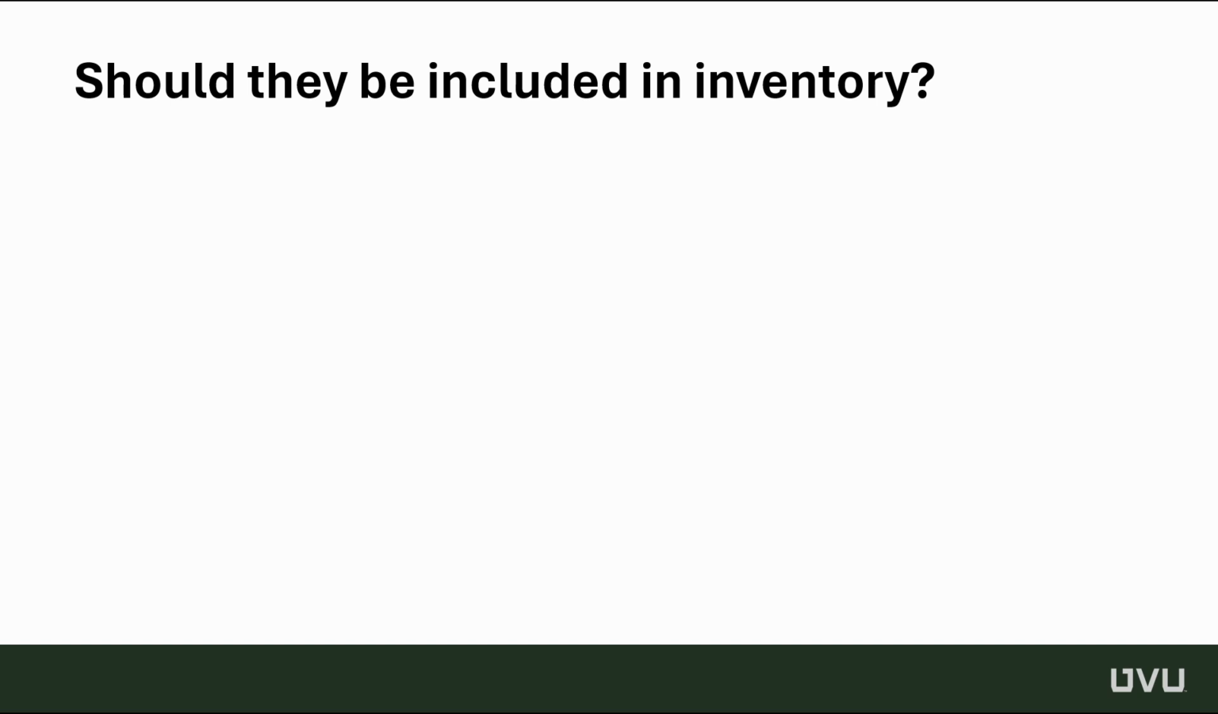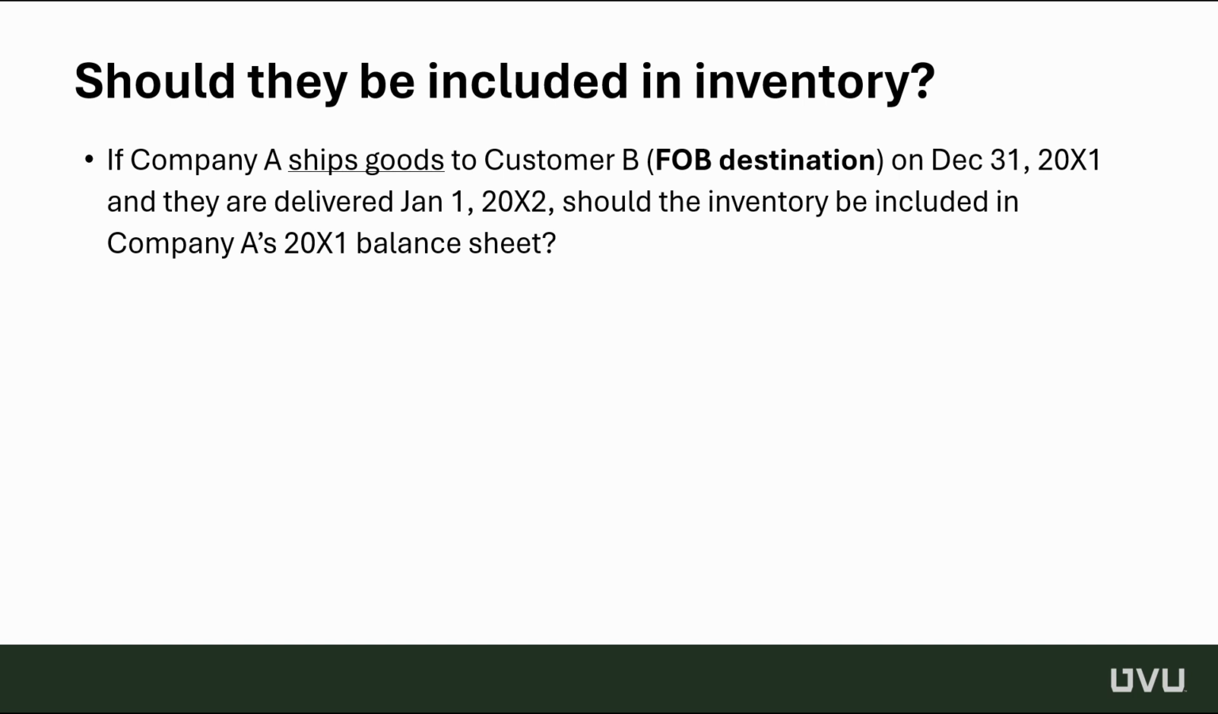So as a final practice in this video, I want to give you a few scenarios where I want you to think to yourself whether or not goods should be included among a company's inventory at year end. Take, for example, Company A that ships goods to customer B with terms FOB destination on December 31st, 20x1, and they're delivered the next day, which corresponds to the next fiscal year. Should they be included in Company A's 20x1 balance sheet? So think to yourself, pause if necessary, go ahead and put a stake in the ground here.